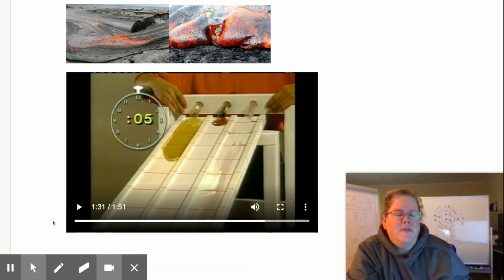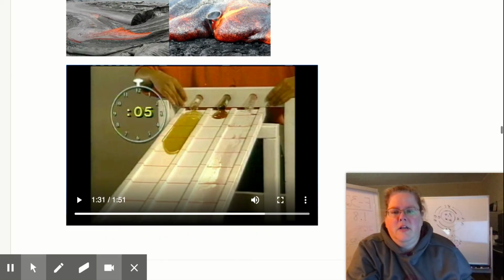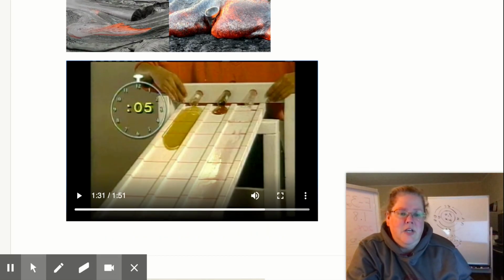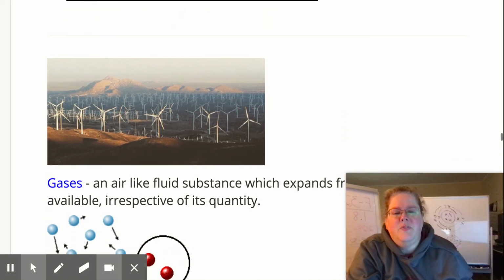So if you warm it up, the viscosity can change. Oil viscosity. If you are in Alaska in the middle of winter, you want a different type of oil than if you are in hot Arizona desert. You want a different viscosity.